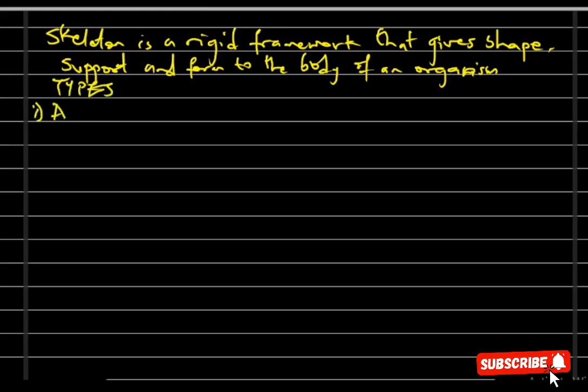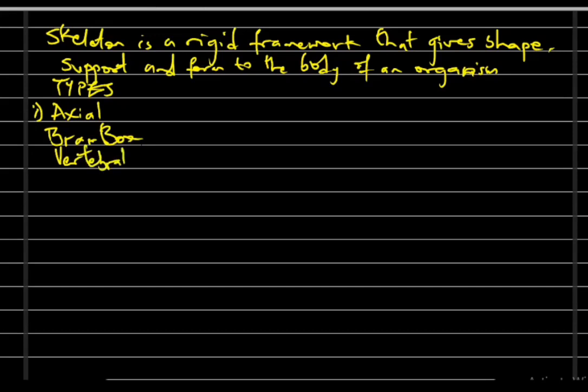First one, we have the axial skeleton, which is divided into the brain box or the skull, and the vertebral column. That is what the axial skeleton is about.